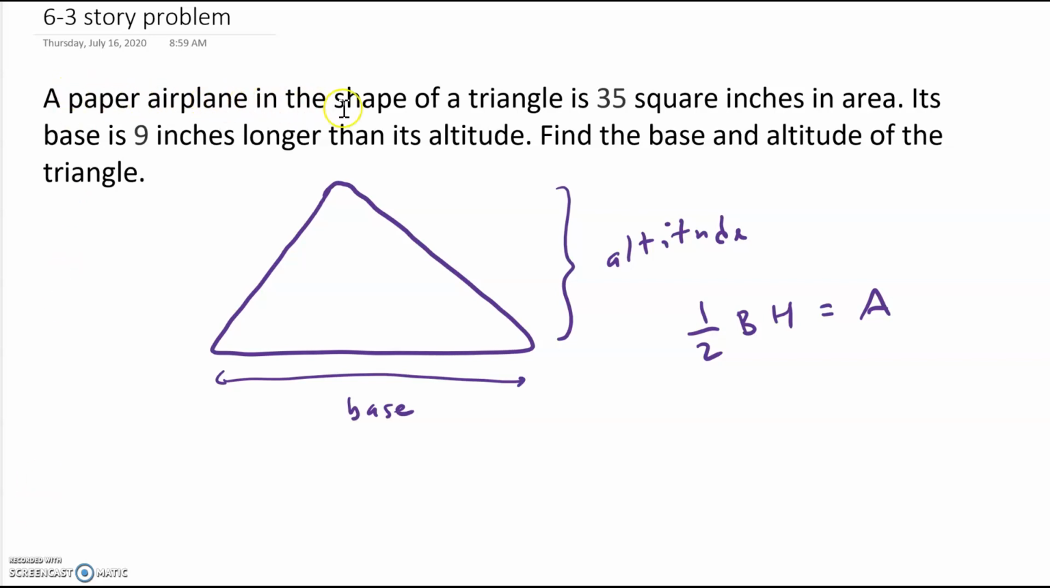A paper airplane in the shape of a triangle is 35 square inches in area. Its base is 9 inches longer than the altitude. Find the base and altitude of the triangle.